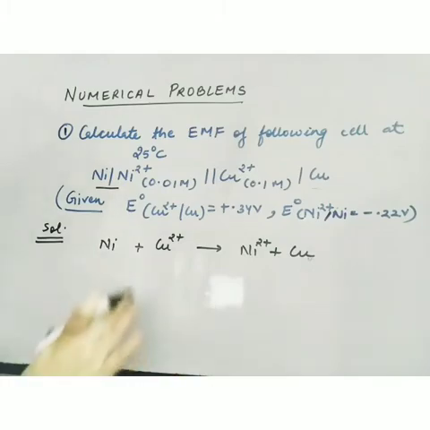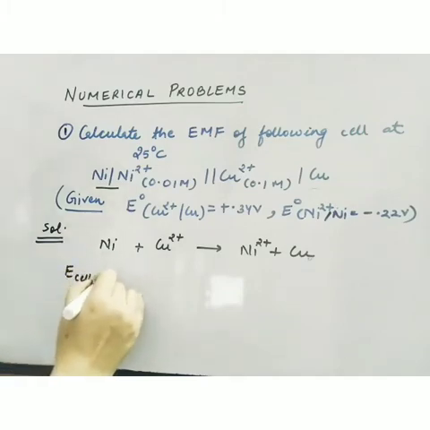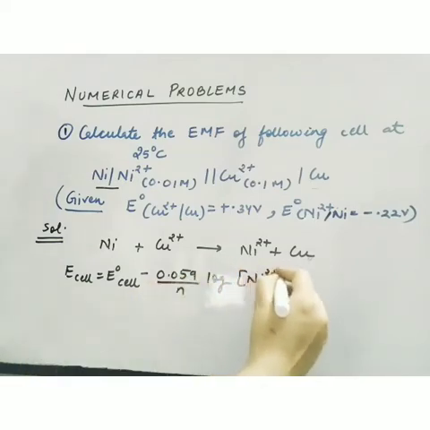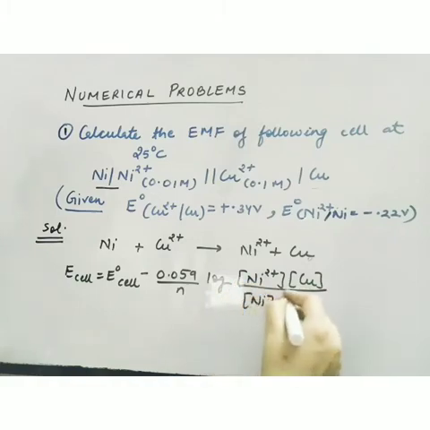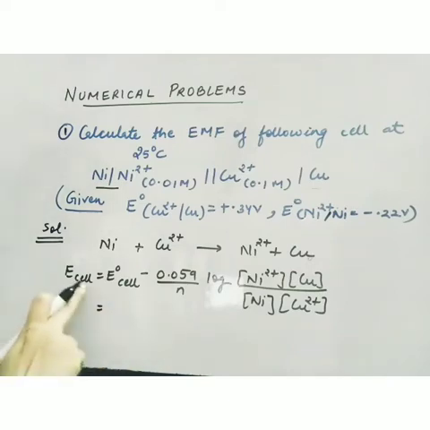Okay. Now write the Nernst equation for this cell reaction. So it is E cell equals E naught cell minus 0.059 upon n log concentration of Ni into concentration of Cu2 plus. So E cell we have to calculate. Now what is E naught cell?